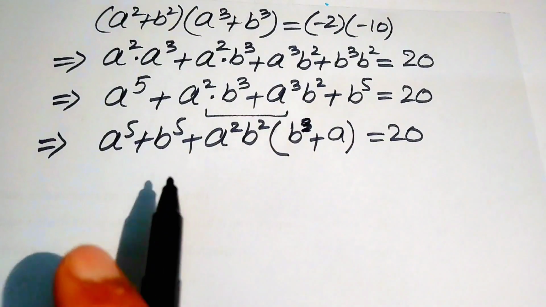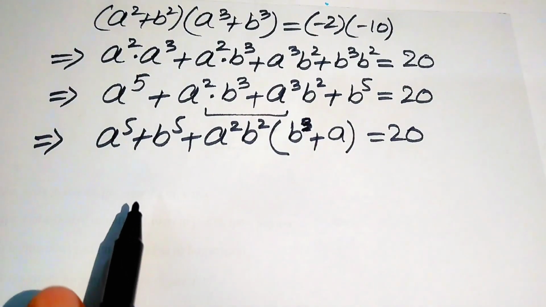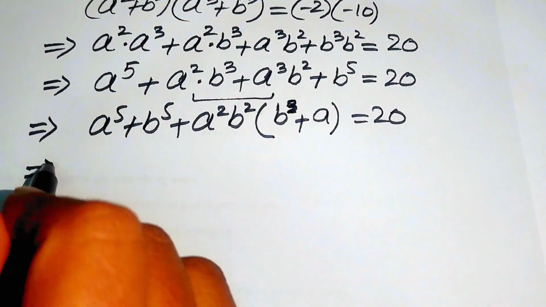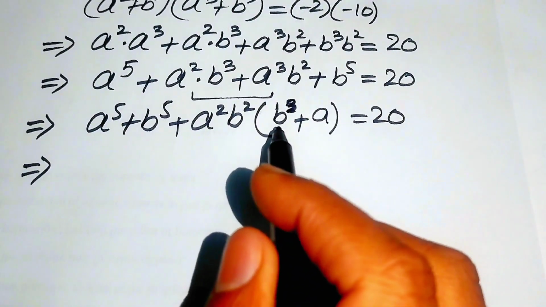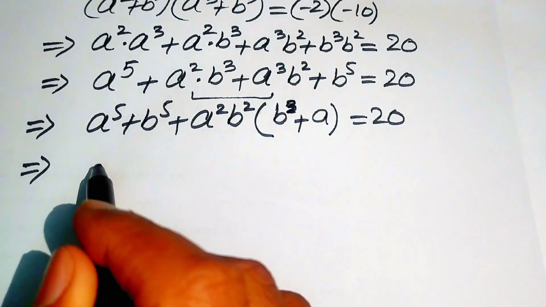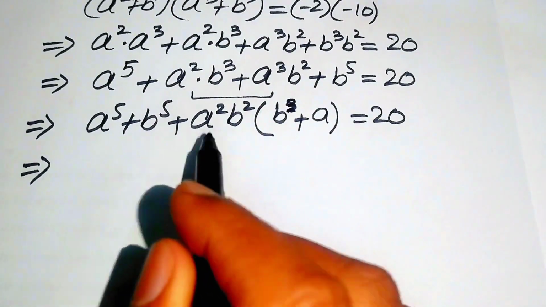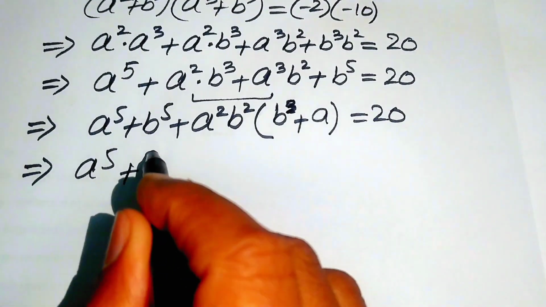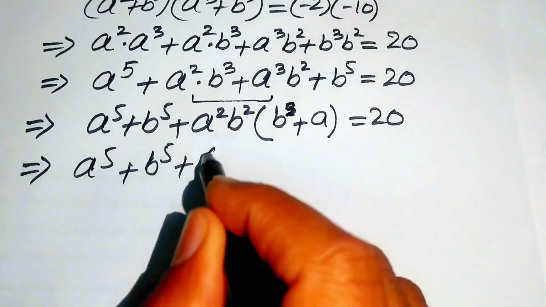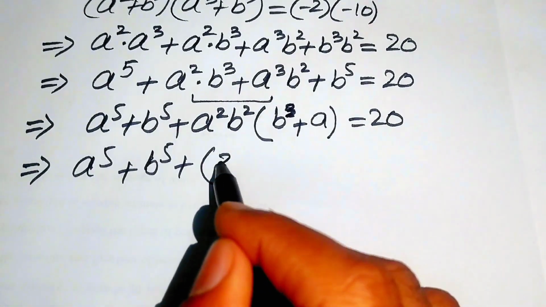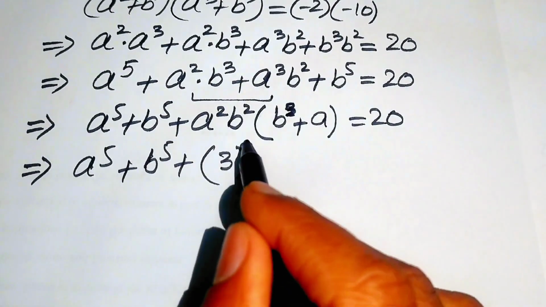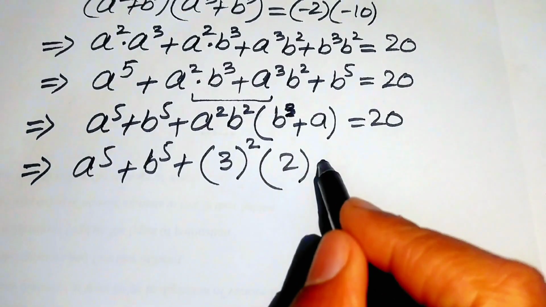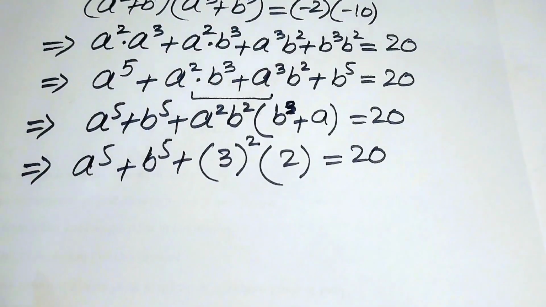And now here we again need equation number 1 and equation number 2. From equation number 1 we have the value of a plus b is 2, and from equation number 2 we have the value of ab is 3. So we put these values here and we get a to the power 5 plus b to the power 5 plus the value of ab is 3, but here you have a square b square, so we write the square of 3, and a plus b equals 2, and this whole equation equals 20.